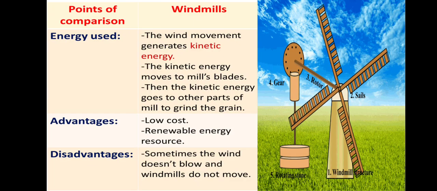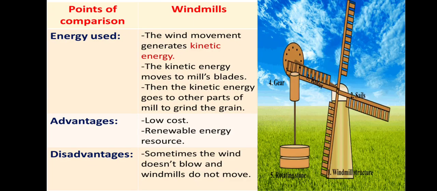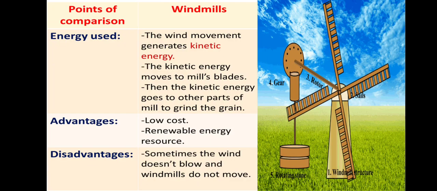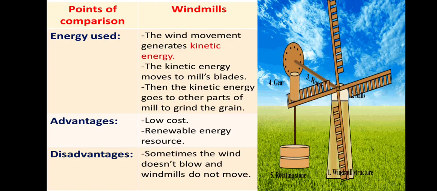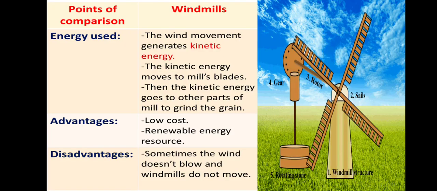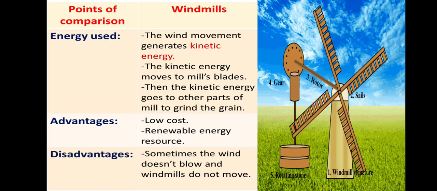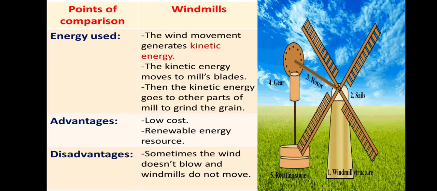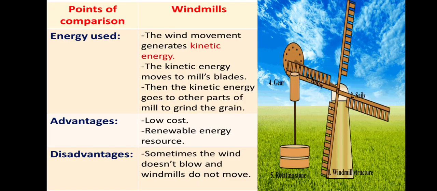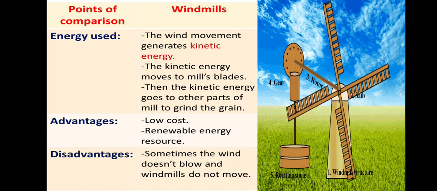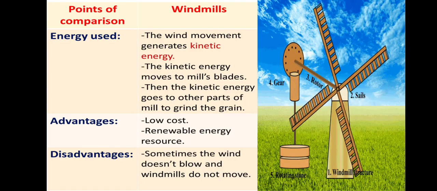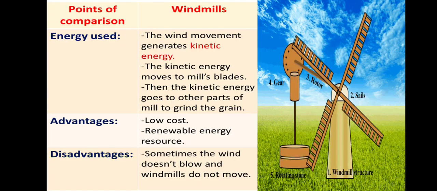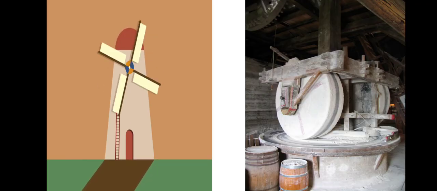Again, when the wind starts to move, it will produce which type of energy? Kinetic energy. The kinetic energy makes the blades of the windmills also start to move. When the blades start to move, it will produce kinetic energy. The kinetic energy after that goes inside the windmills to make the other part start to move. What is the other part inside the windmills? As we can see here in this picture, this is inside the windmills.